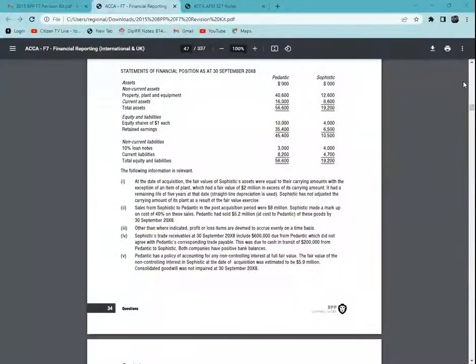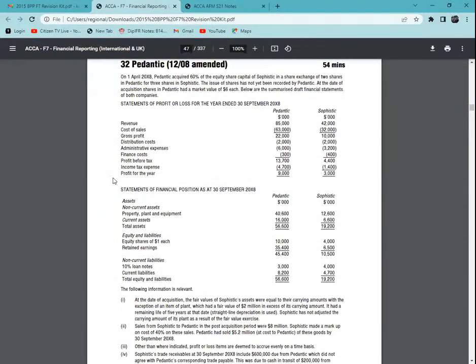The income statement is up here. You'll be able to see the profit for the year. Is there somebody who is able to see the profit after tax? The profit for the year of the subsidiary.